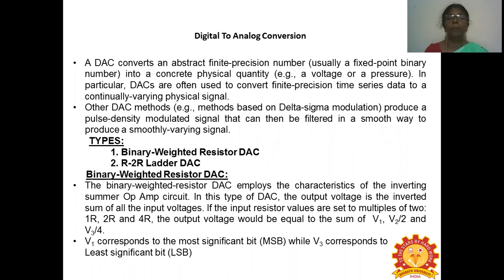There are two types of digital to analog conversion available. First one, binary weighted resistor digital to analog conversion. Second one, R-2R ladder digital to analog converter. We'll see one by one. Binary weighted resistor digital to analog converter.